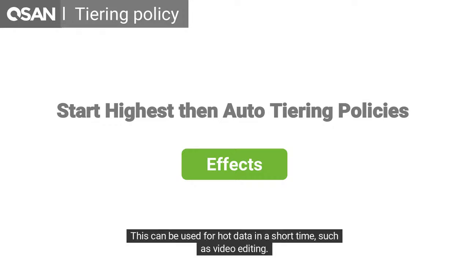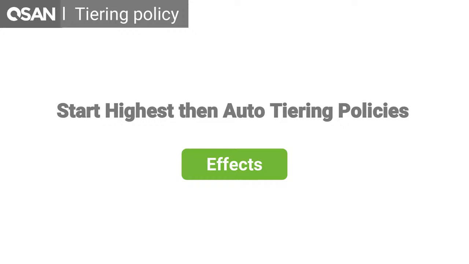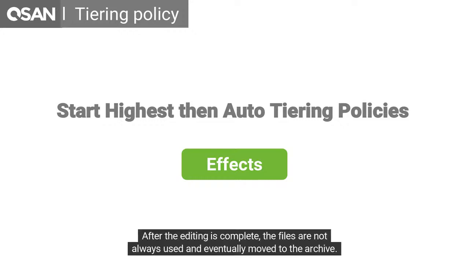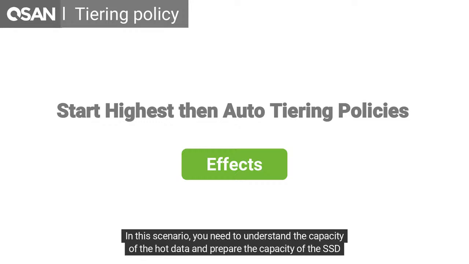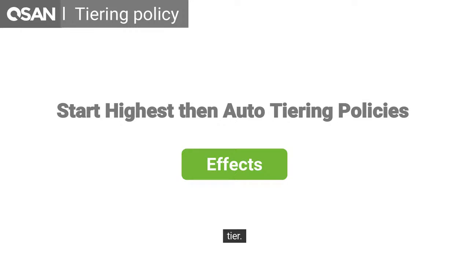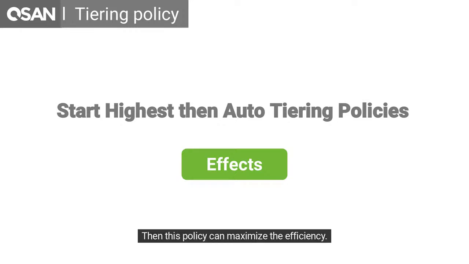This can be used for hot data in a short time, such as video editing. The newly coming films are often edited at the beginning. After the editing is complete, the files are not always used and eventually moved to the archive. In this scenario, you need to understand the capacity of the hot data and prepare the capacity of the SSD tier. Then this policy can maximize the efficiency.